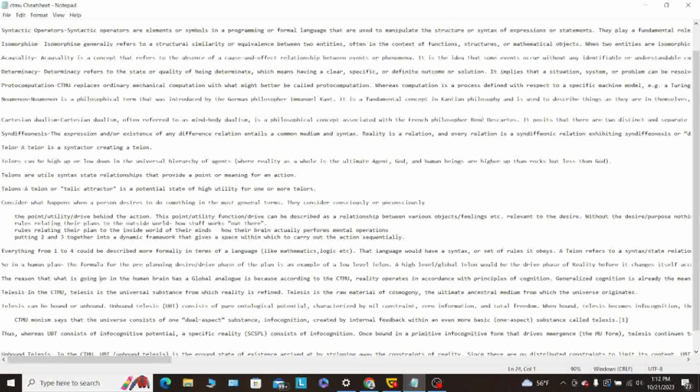Let's see. Isomorphism is just structural similarity or equivalence. Yeah, don't really need that.